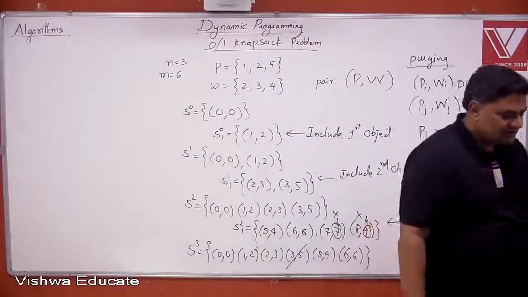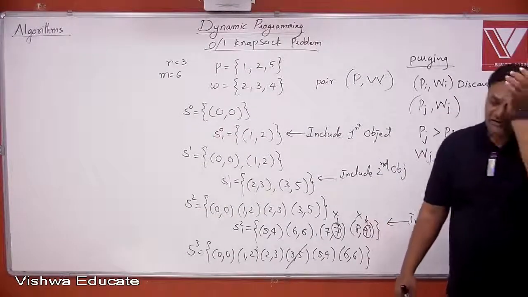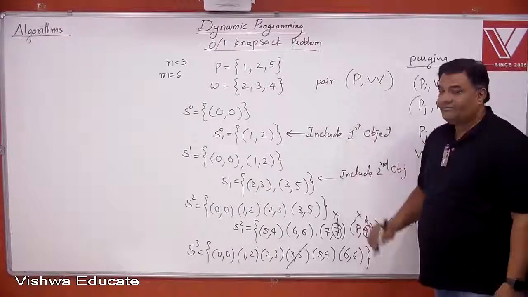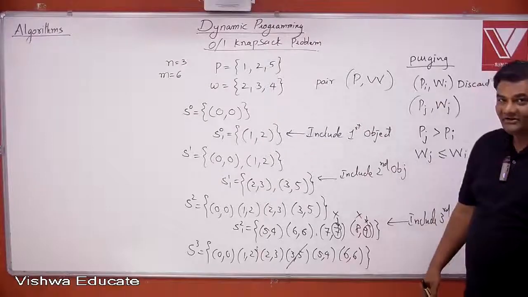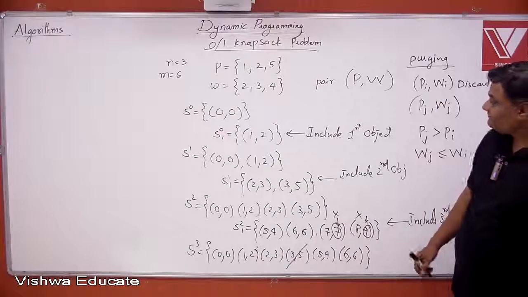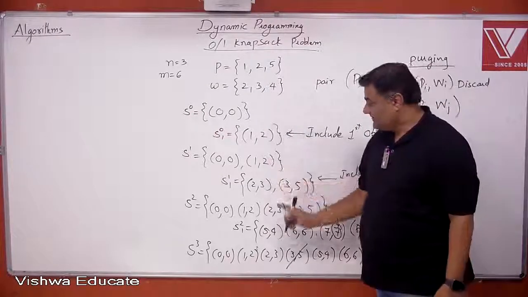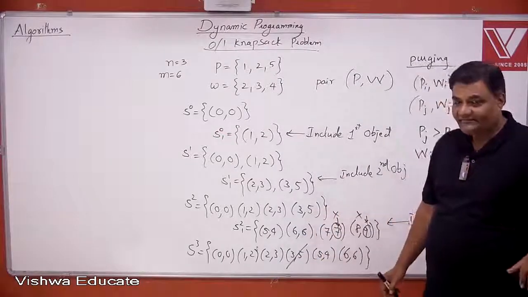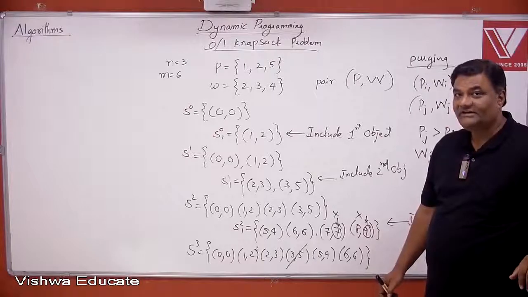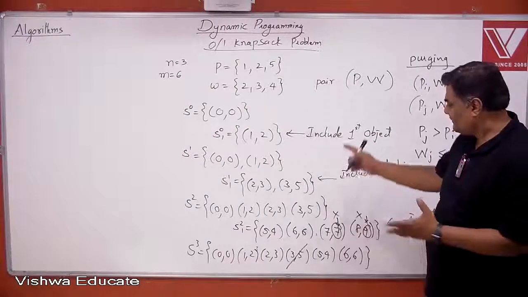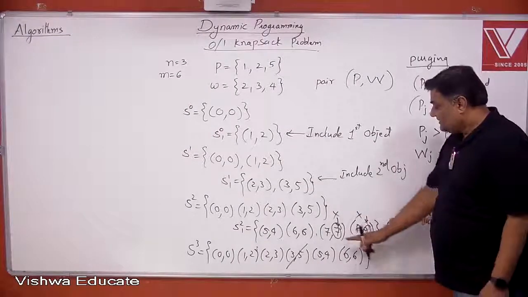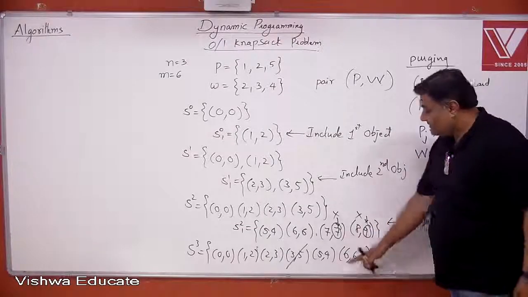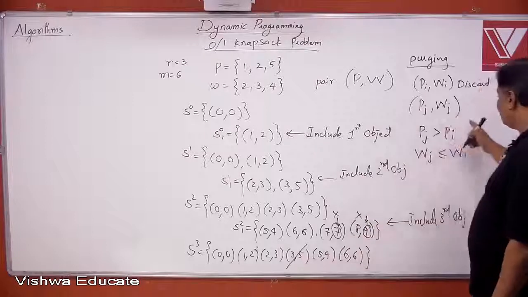Okay, so you have to take down this one. Take an order pair of profit by weight and start making sets by including one object in each set. Follow this one. Then these are removed because weights are more than 6. This is removed because this condition is satisfied.